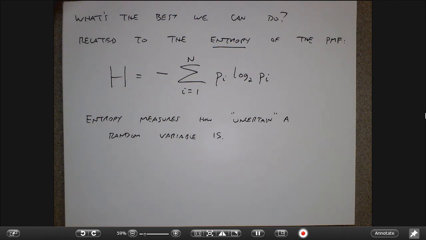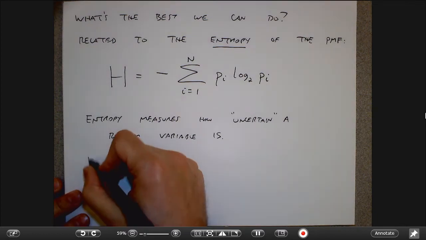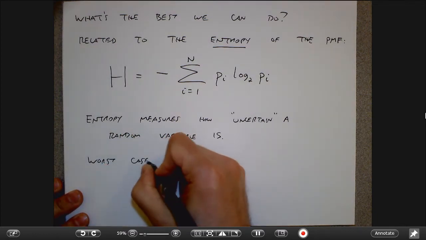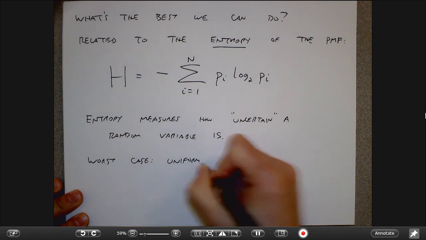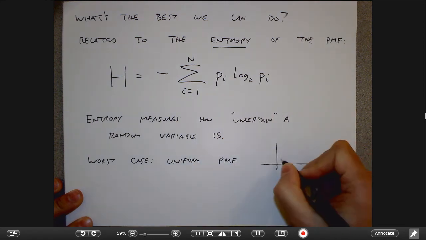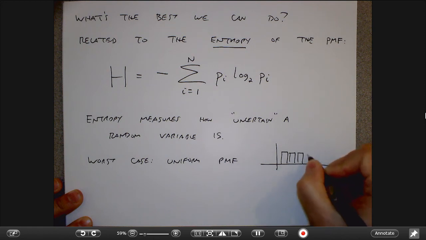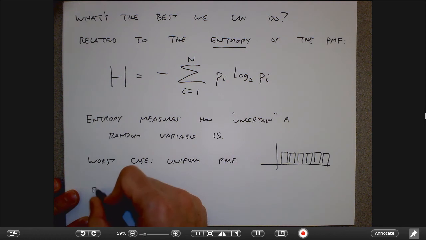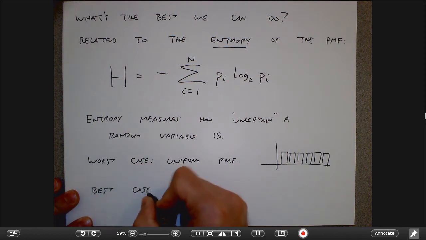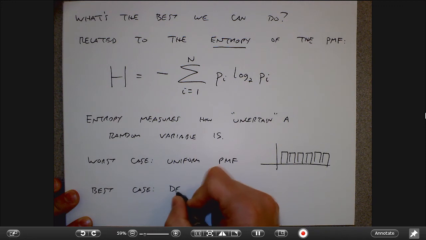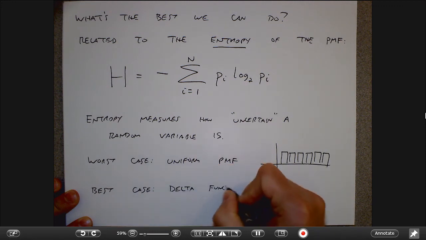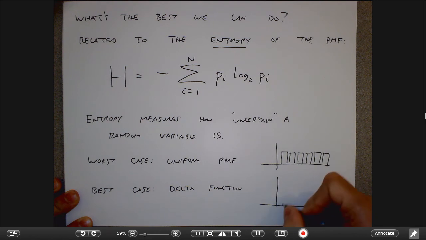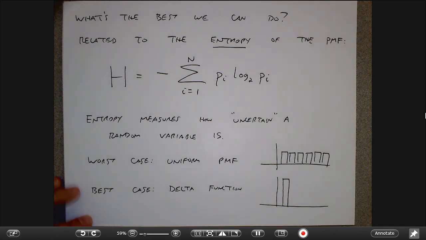So basically, the entropy ranges between uniform, so the worst case is a uniform PMF. That means that if I were to plot the probabilities, I wouldn't know where it is. The best case is basically a delta function, meaning all the probability is in one bin and there's nothing in any other bin. And so we can compute what these values are.